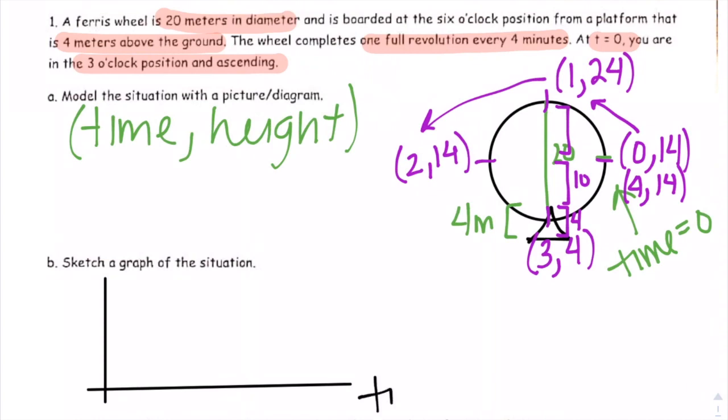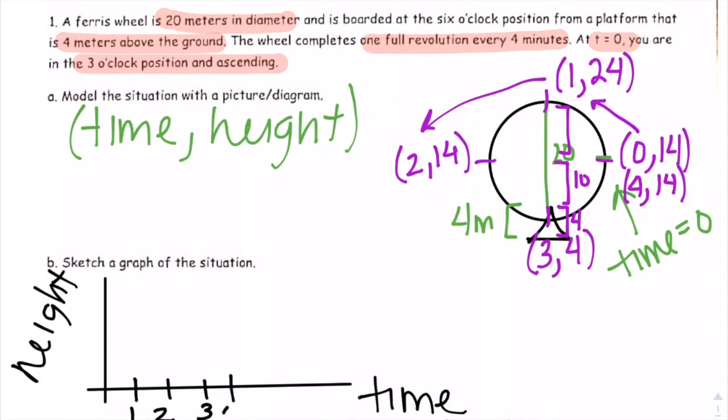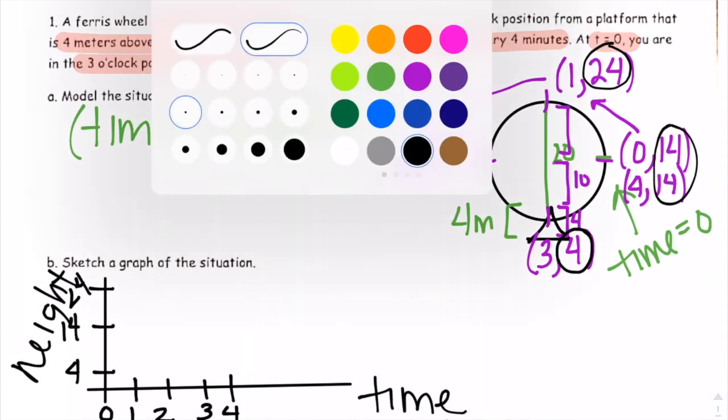And so we want to label our axes as time and height. And so we're going to count 1, 2, 3, 4. And this would be 0 back here. And then I'm just going to make 3 tick marks because we have a height at 4, we have a height at 14, and then we have a height at 24. So my low one here is going to be 4. My high one up here would be 24. And then put one right in the middle, which would be 14. And now we graph.